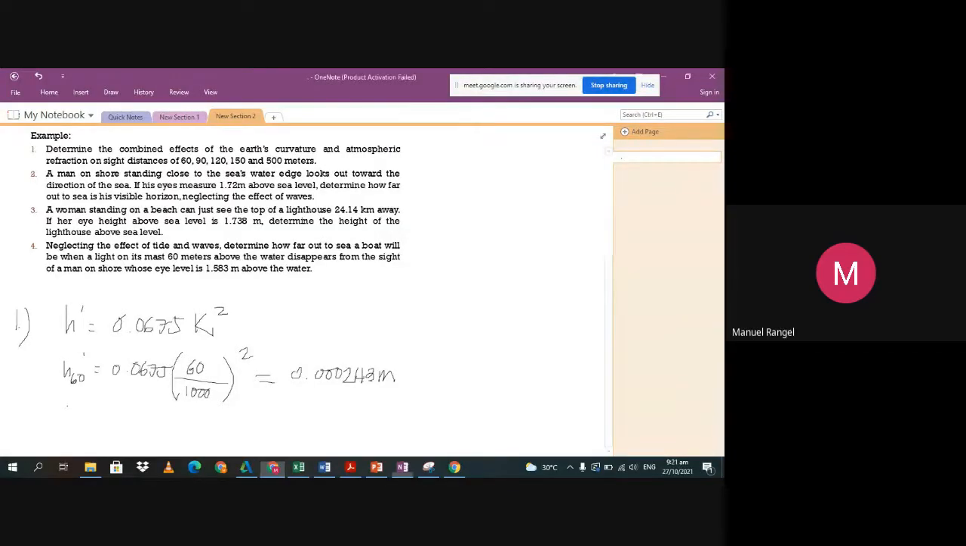Okay, next is for 90, the effect of Earth's curvature on a distance of 90 meters. So 0.0675 times 90 divided by 1,000 squared. So that is equals to 0.00547 meters.